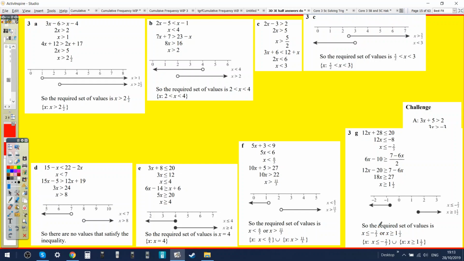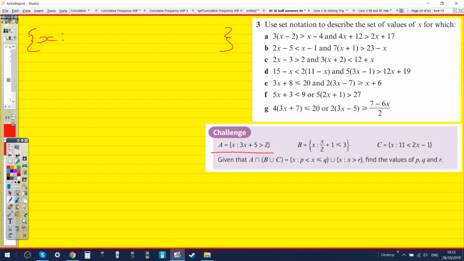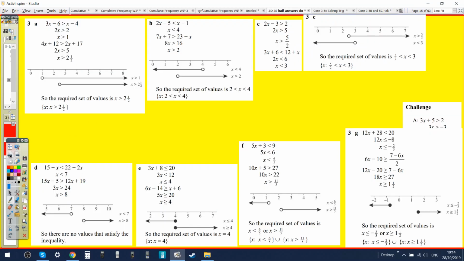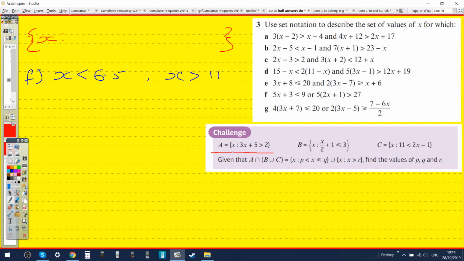So that one's a bit strange. G. Let's see. Aha. X is less than 6.5. So this one, what is this? Question F. So the solution for F is X is less than 6.5 and X is greater than 6 over 5, or 11 over 5.